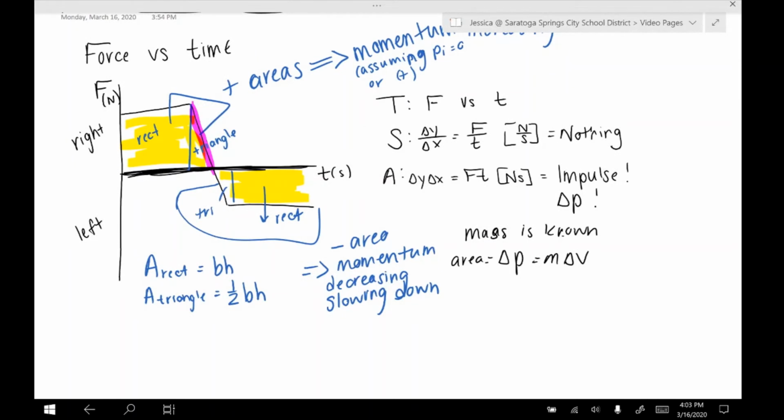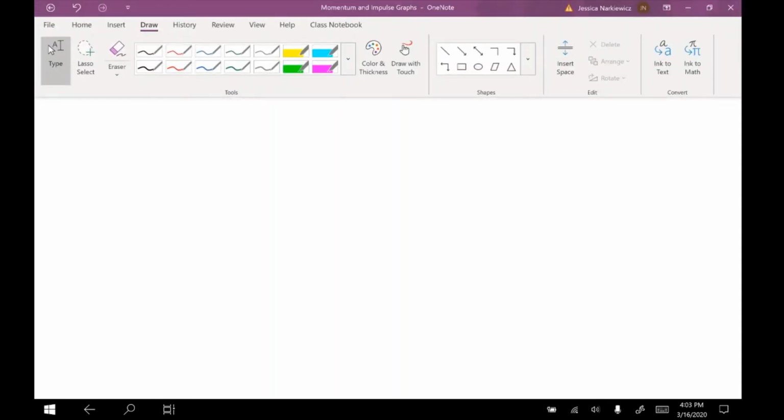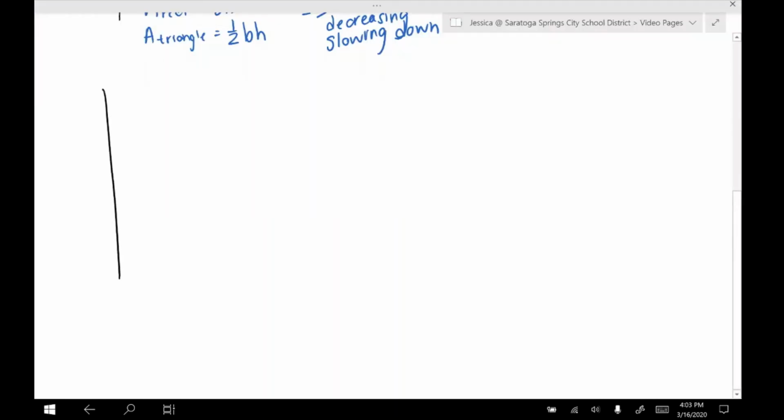So that's one type of graph, force versus time graph. The other type of graph that we are going to deal with is momentum versus time. Again, momentum is a vector, so I'm going to have a positive and a negative axis because these can move backwards and forwards.